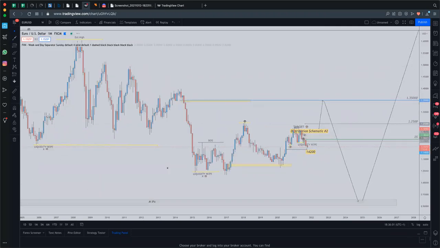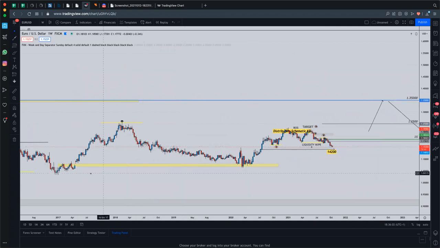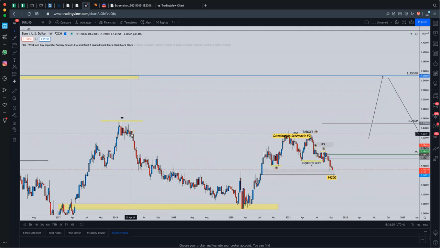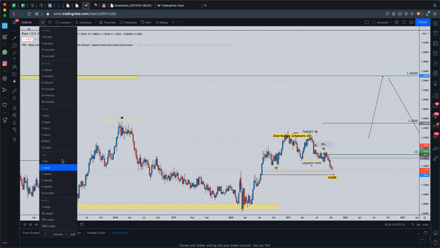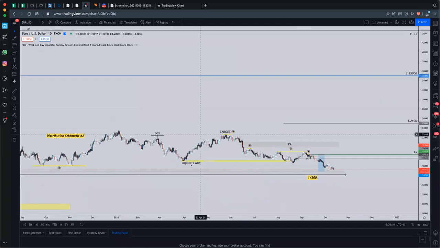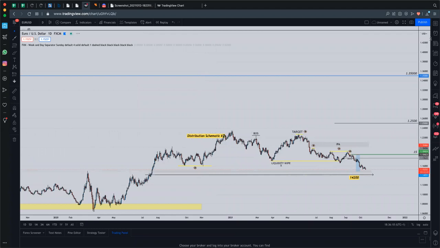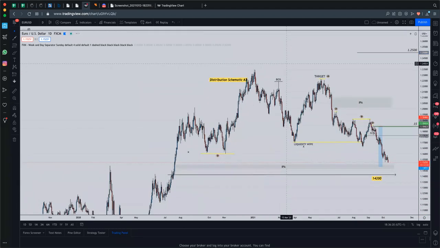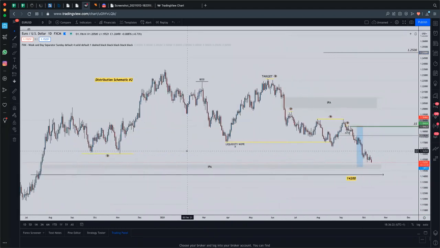Go to the weekly. So we had all that accumulation, the test, boom, cool. We knew ultimately we needed to get back into this demand, this supply zone over here, which we did, and then we started distributing down. So we drop into the daily. On the daily, we start seeing, again, more distribution in and around the areas of that weekly and monthly level we were looking at.